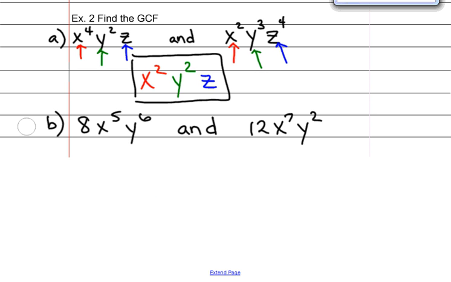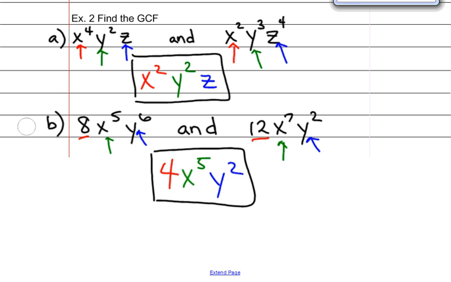Okay, for my second example, now I have coefficients in front. For the coefficients 8 and 12, we're going to just find the GCF of 8 and 12. You can think about it in your head, or you can think about the prime factorizations. This one's a really easy one. The GCF of 8 and 12 is just 4. Then if you look at the x's, you have 5 here and 7 here, so the GCF would be x to the 5th. And then you have y to the 6th and y squared, so your GCF would be y squared. So 4x to the 5th y squared is my GCF of those two expressions.